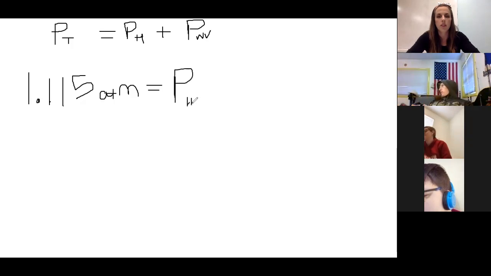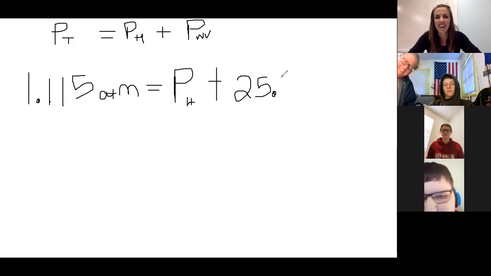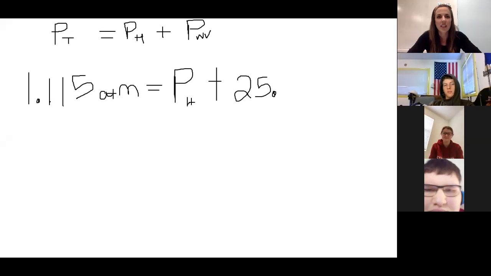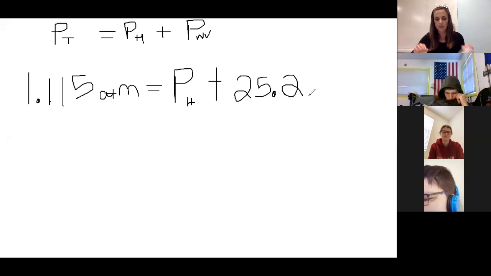So I'm trying to find the pressure of hydrogen. And then based on my chart, I can fill in 25.2. However, this is a different unit. So what is my 25.2 in? Is it atmospheres? Torrs. Yeah, it's torrs.